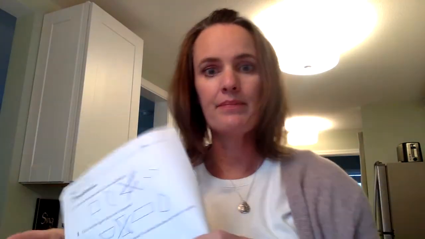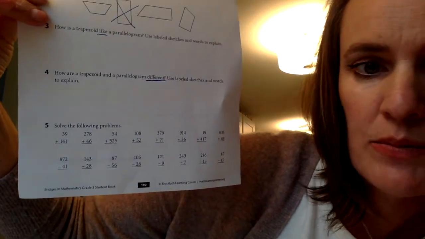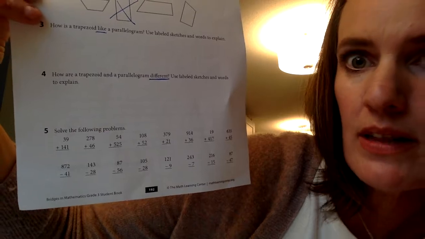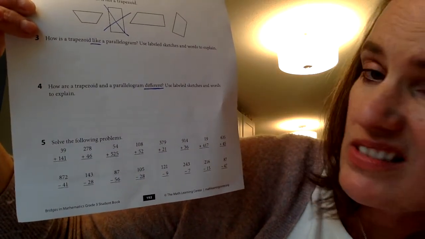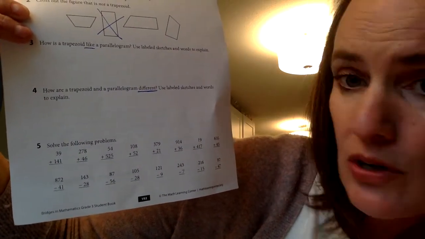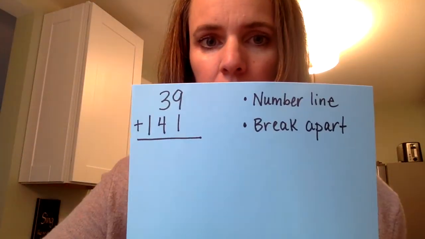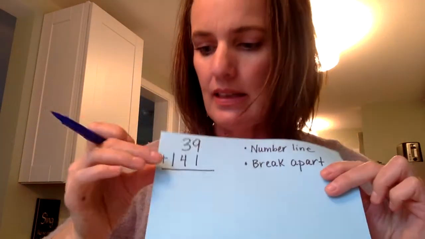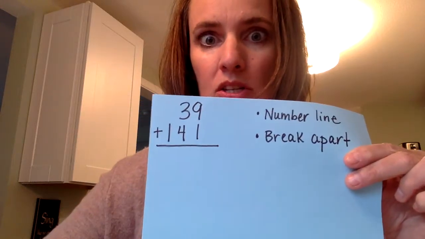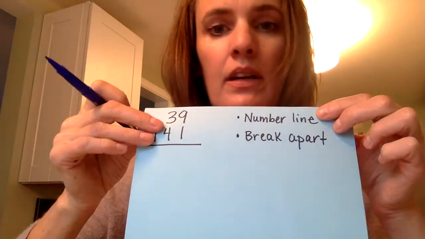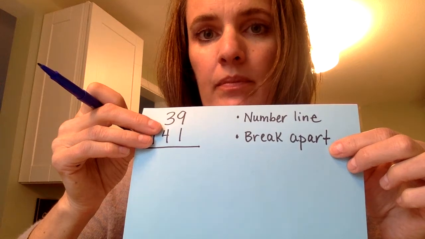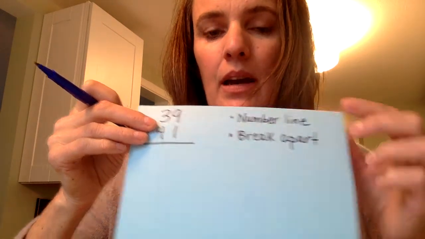All right, finally, at the bottom of the page, you will see some addition and subtraction practice. And you'll see that they go up and down. Still the same, okay? And we're going to do one together. The one I chose to do together is the very first one, and it is 39 plus 141. Even though it's written like this, which we don't often write our equations like this, I can still use number line or break apart. I like the number line. I'm going to use number line.